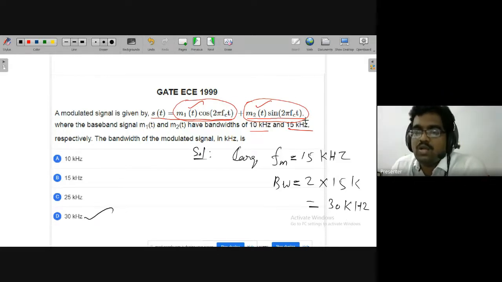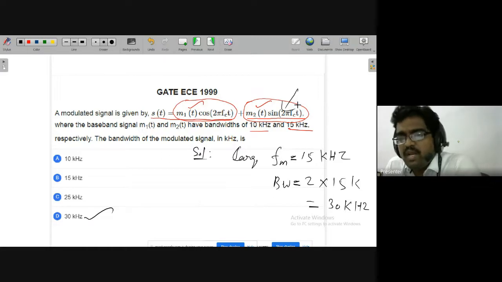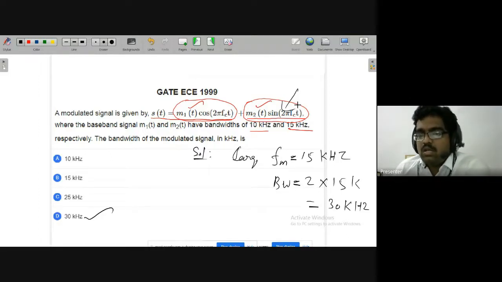Again, don't get confused with the sign. It may be sin or cos, no problem. Instead of plus or minus, or instead of cos, we may get sin, but there will not be any change in the frequency. So, the answer is 30 kilohertz.